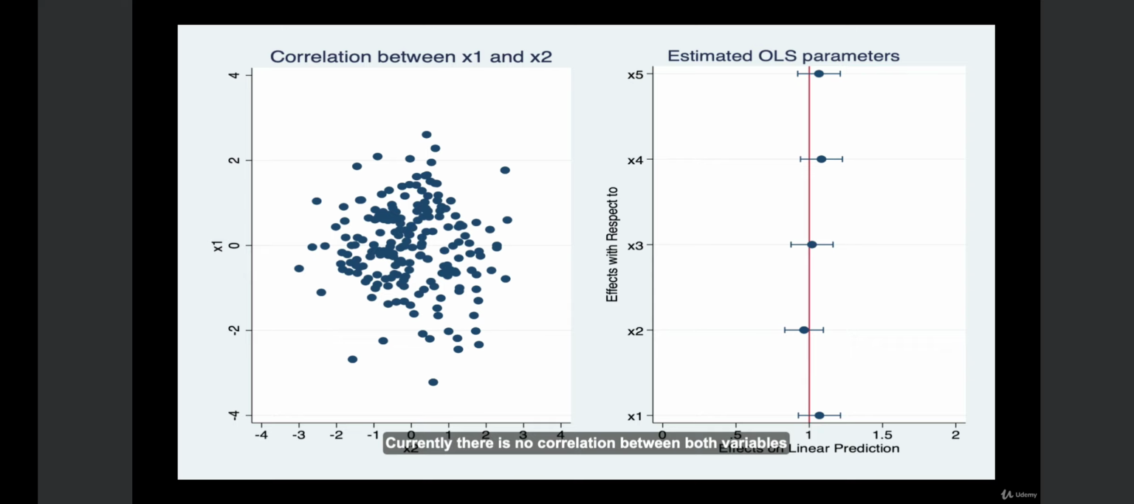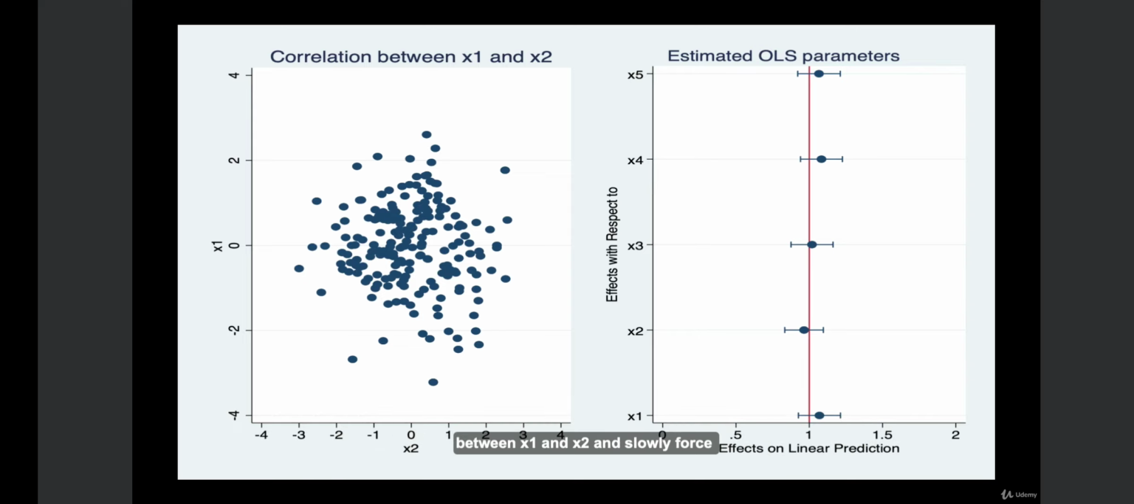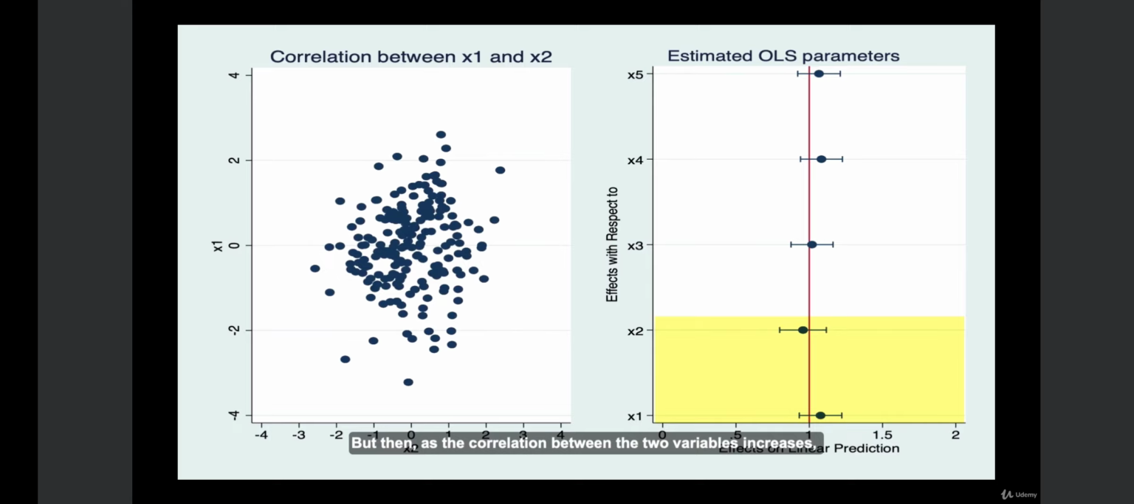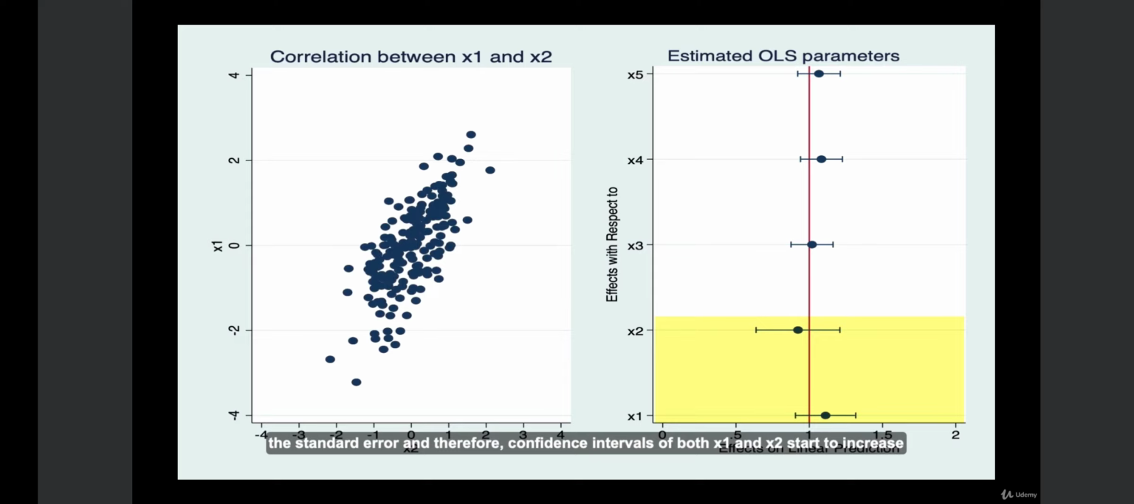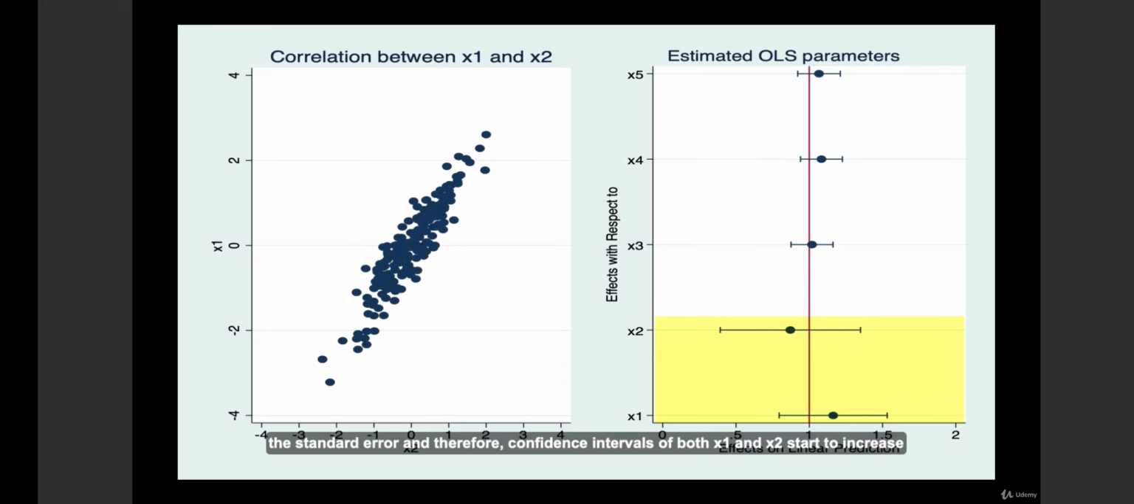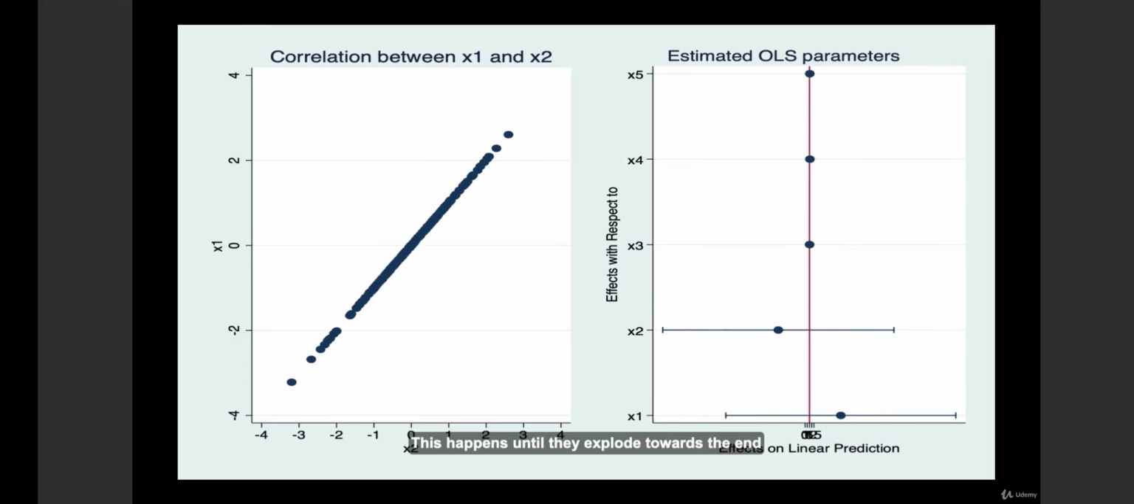Currently, there is no correlation between both variables, which is why the data points are scattered randomly. Let's go ahead and see what happens when we start to introduce a correlation between x1 and x2 and slowly force x1 and x2 to measure the same thing. At first, not much happens, but then, as the correlation between the two variables increases, the standard error and therefore confidence intervals of both x1 and x2 start to increase. This happens until they explode towards the end. This is the effect of collinearity.